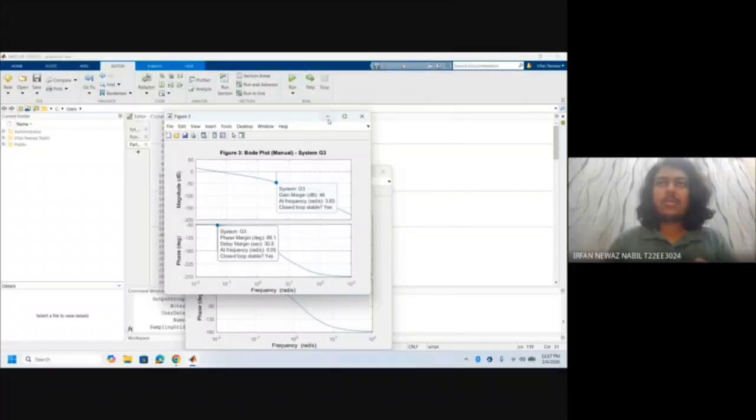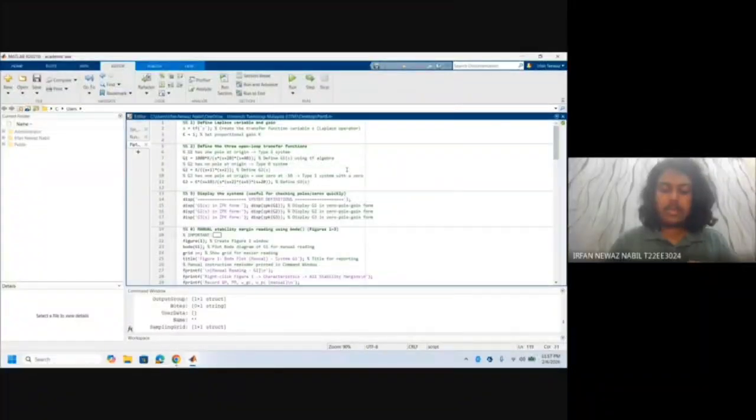Last but not least, from the system type analysis, G1 and G3 are both type 1 systems, which have finite Kv and zero steady state error, whereas G2 is a type 0 system with finite Kp and non-zero steady state error to step input. These results directly align with the DC gain and error constant calculations performed using the dcgain function.